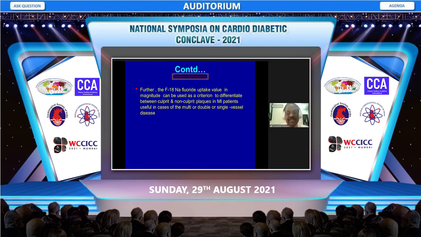And further, F18 sodium fluoride is the molecule of choice; uptake value magnitude can be used as a criterion to differentiate between culprit and non-culprit plaques in MI patients, useful in cases of multi, double or single vessel disease.